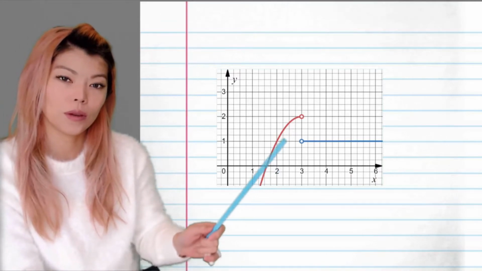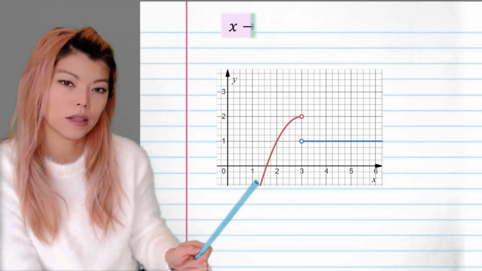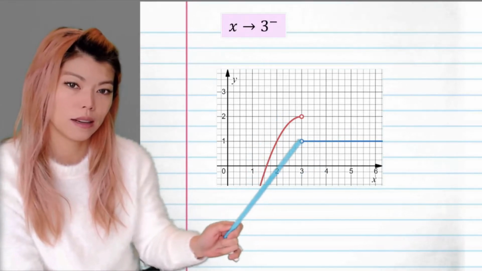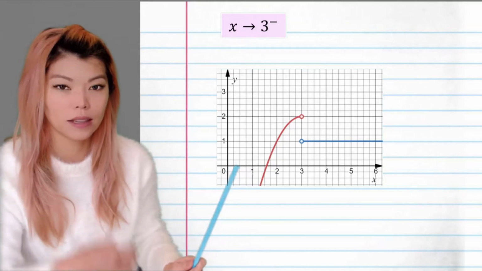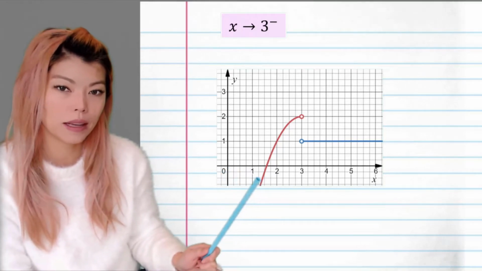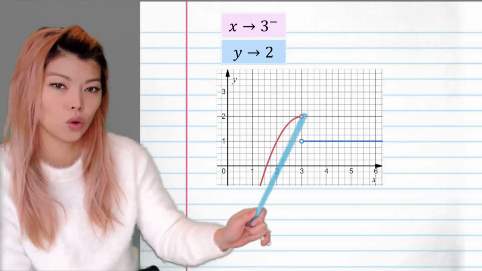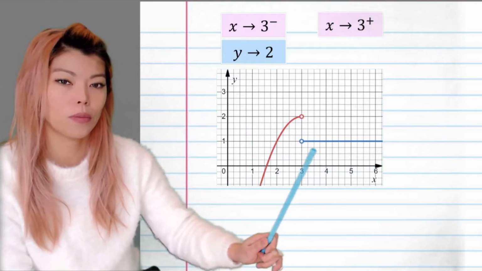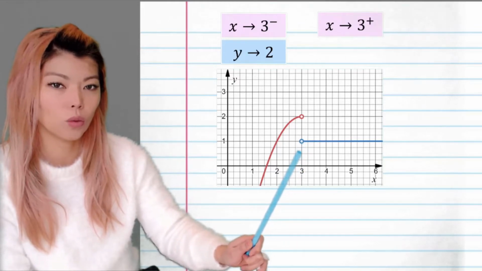In contrast, we can see from the graph before that the limit on the left and the right doesn't match. We can visually see it. So let's use words to describe this. The limit as x approaches 3 from the left is 2, but the limit as x approaches 3 from the right is 1.